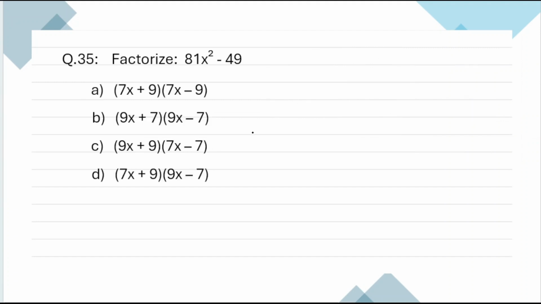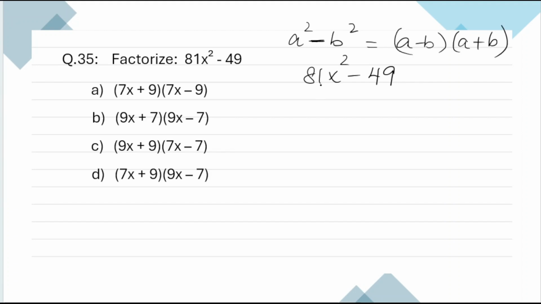Factorize 81x square minus 49. All right. So this is an interesting question. This is again a special case of the difference of the squares binomial. What's that? It's a square minus b square. It's a difference of the squares of these two binomials. Okay. A square minus b square is a minus b, a plus b. Now, I can see that 81x square is something like a term square, but 49 is not written as the square of some term. So let's write these two terms as perfect squares.